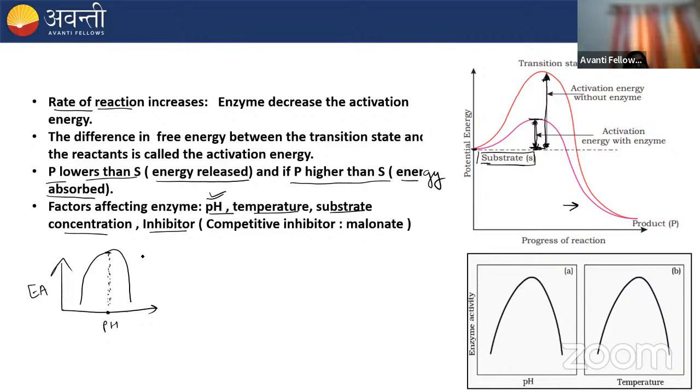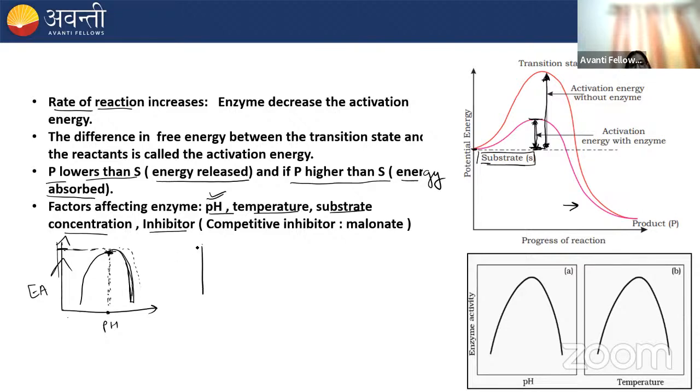because enzymes show an increase in the rate of reaction only at an optimum pH. Okay, remember this point. You can see that at this pH the enzyme activity is maximum. And if I increase the pH, the enzyme activity will decrease. You can see that it is declining.